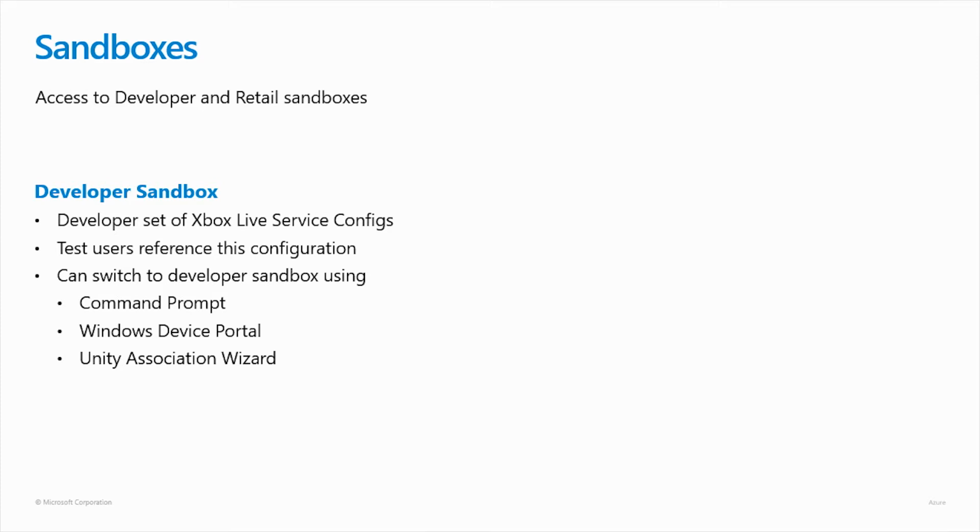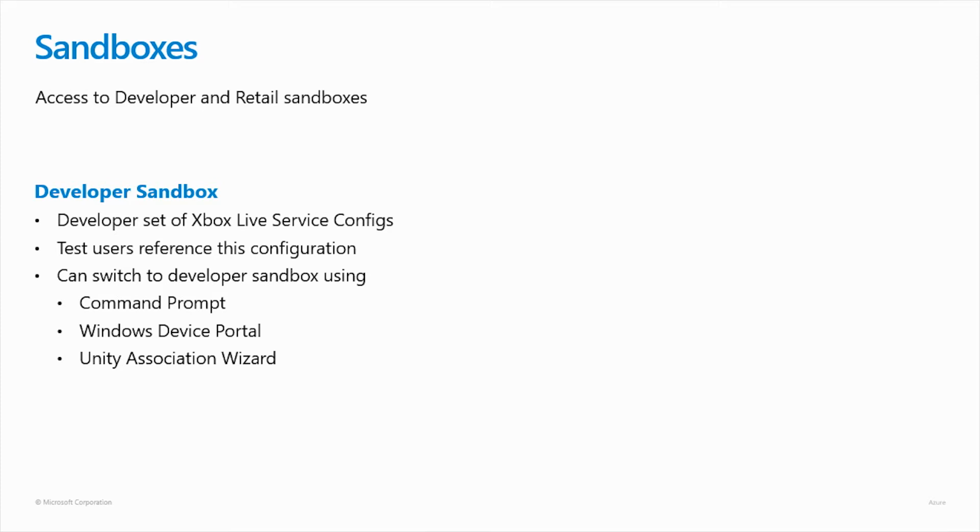So there's currently 3 ways you can get your computer or Xbox into a developer environment, either through the command prompt, the Windows device portal, or a Unity Association Wizard. And in today's talk, we'll be showing you how you can do that using the Unity Association Wizard.